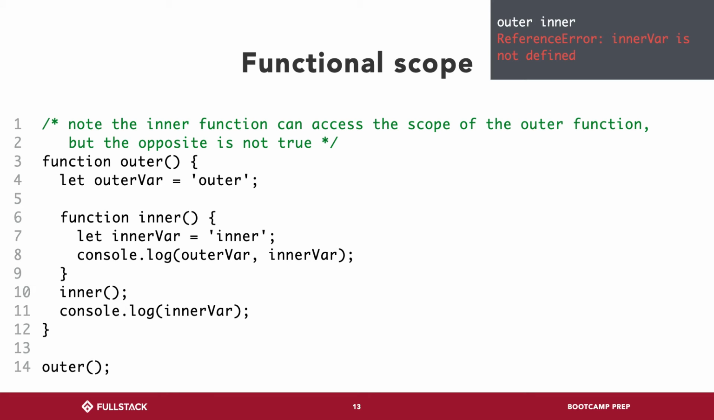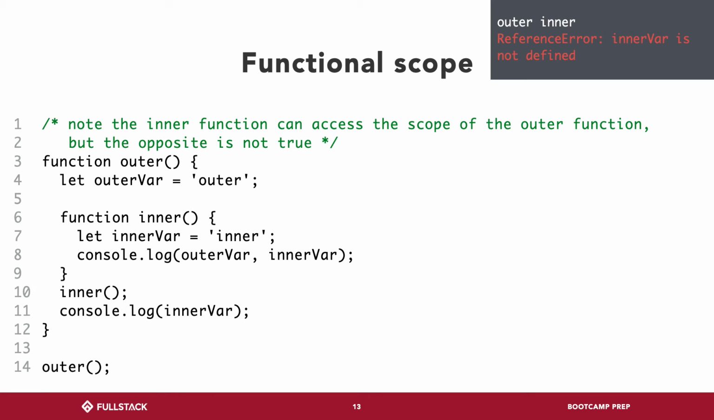Can you just repeat it one more time, please? So it's the same thing as before, the same function we were just looking at. But now we're console.logging inner var down here after we call inner. So we'll see outer and inner in the console up top, because here we're console logging outer var and inner var. Then we can move to line 11 and we console.log inner var.